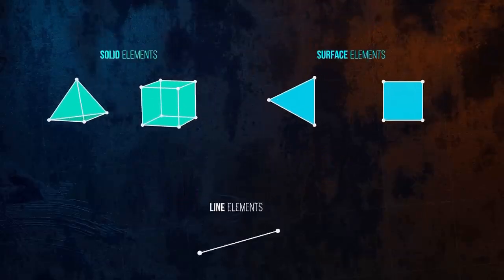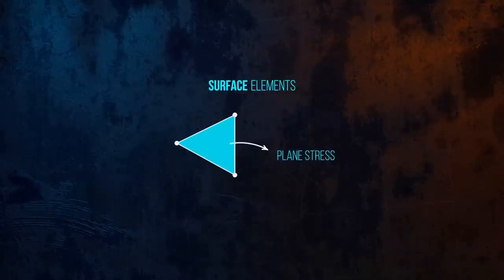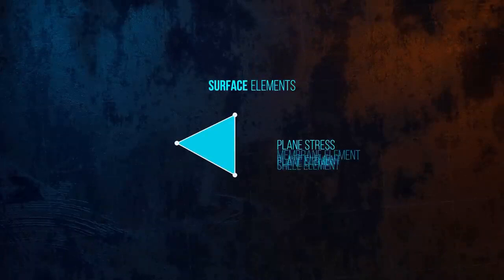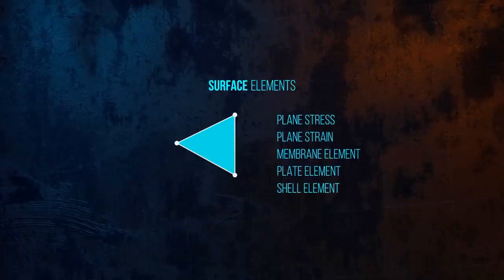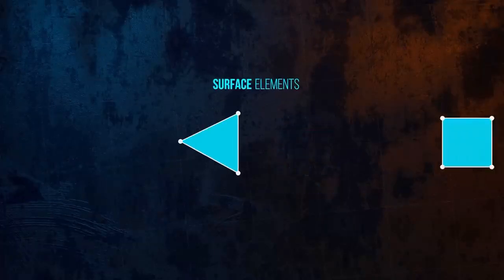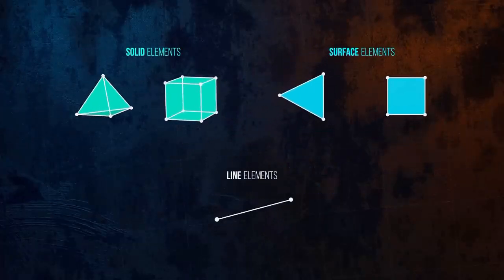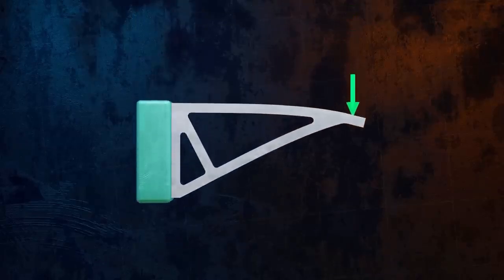We can model the bracket using plane stress surface elements, because the bracket is thin and the loading is all in the same plane, but that's only one of many surface element types. These are all first-order elements, but we can also use second-order elements which have additional midside nodes and are more accurate. For stress analysis problems, the fundamental variable we want to calculate is the displacement at each node. If we know how a body displaces when loads are applied, we'll easily be able to calculate secondary outputs like stress and strain.